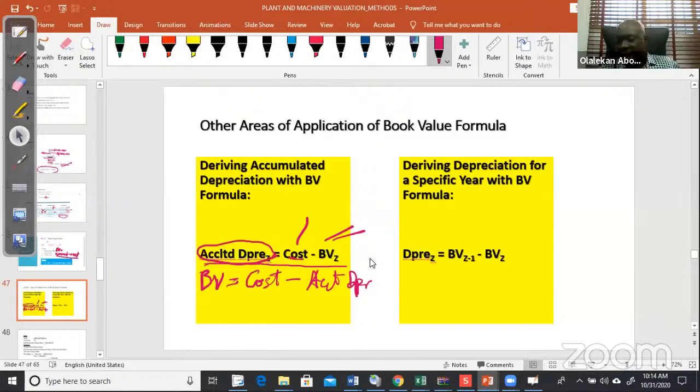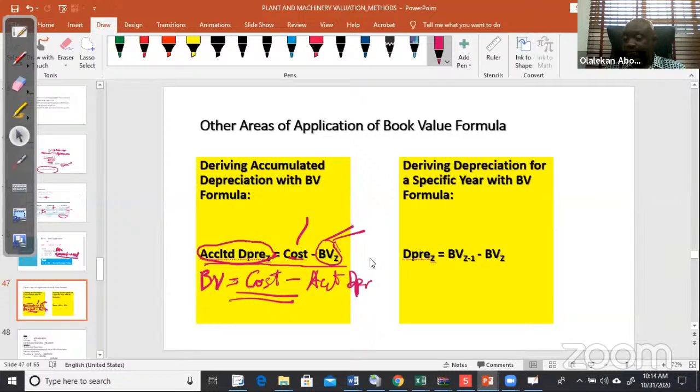So this is one other area of application. Again, you can use that same formula to determine annual depreciation for a particular year using the reducing balance method. In fact, all that I said here is not limited to the reducing balance method. The only thing that is limited to reducing balance is how you determine your book value using that formula. If you have your book value in any of the techniques and you remove your book value from your cost, you have your accumulated depreciation.